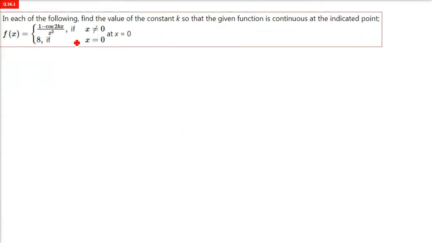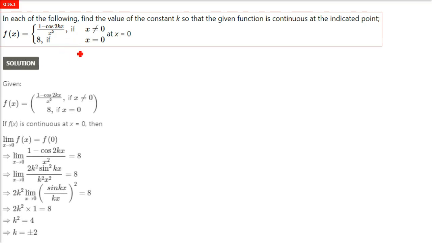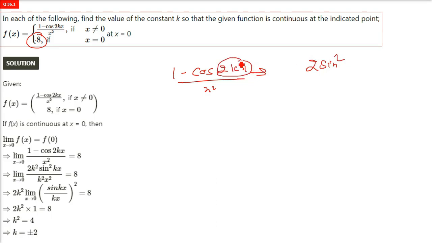Now almost the same kind of question here, so let us do it quickly. We have to equate it to 8. Rather than going for the left-hand limit or right-hand limit, we can formulate this in a way where we can easily solve it using the limit. So 1 minus cos 2kx is 2 sine square; whatever is the 2kx or theta, you divide it by 2. So 2 sine square kx, and this is x square.